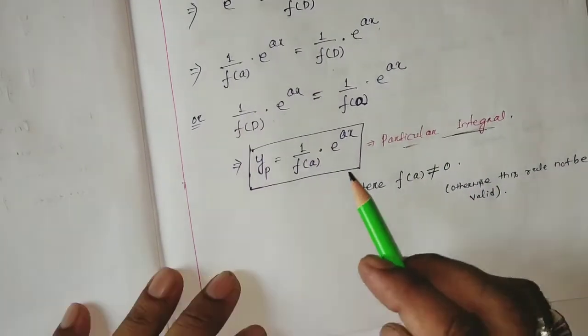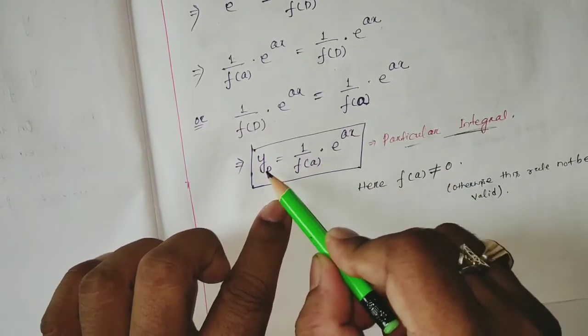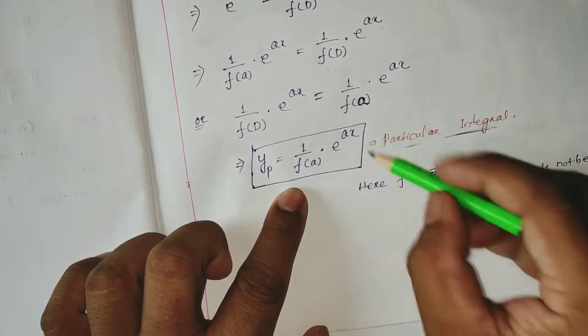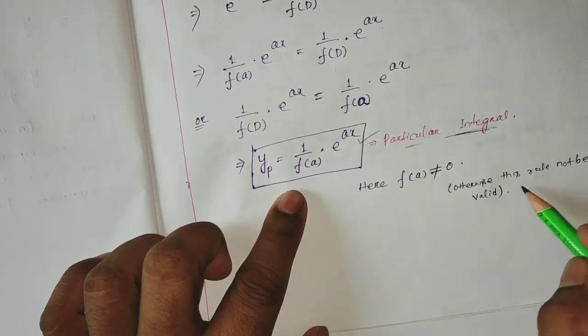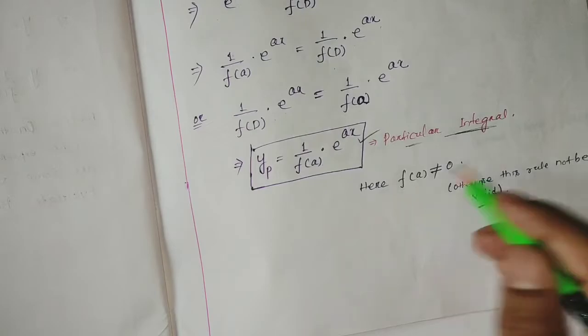And here one thing we have to remember: this f of a should not be 0. If it is 0, then yp cannot be determined, because 1 by 0 will be infinite. So this will be valid for f of a not equal to 0. Otherwise this rule is not valid. So what we have to do if f of a is 0, or what we are going to get, that we are going to discuss.